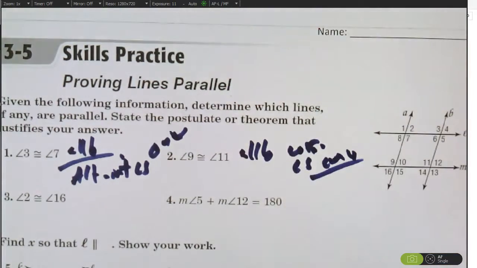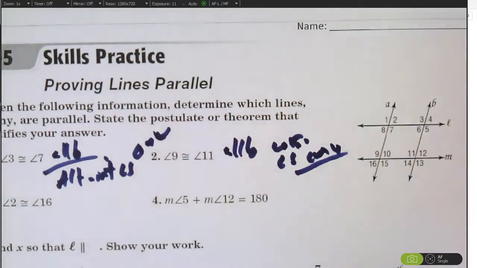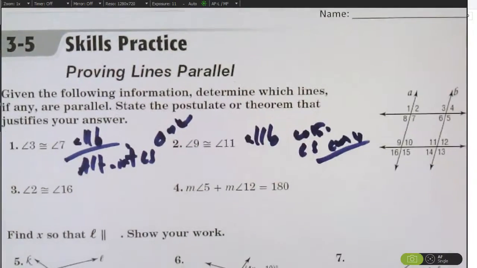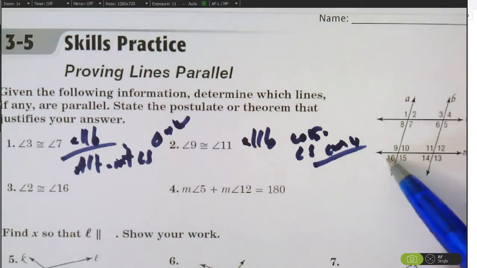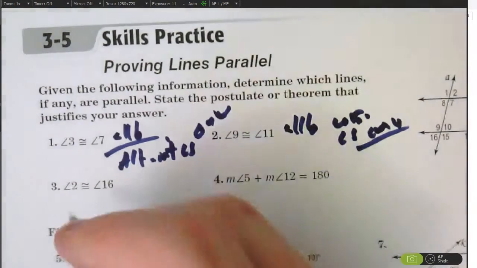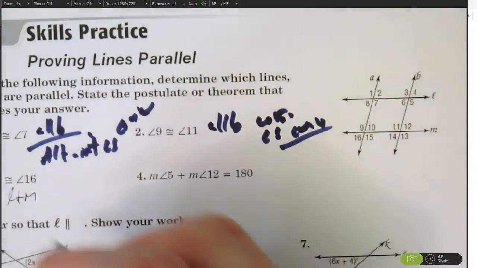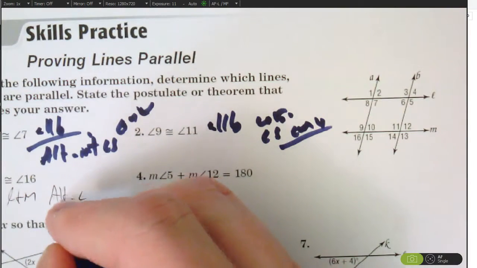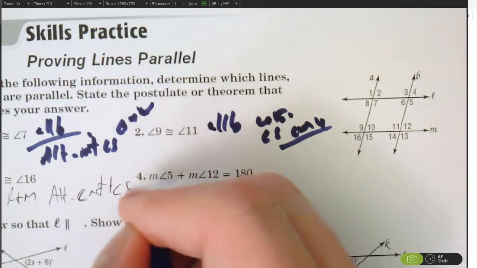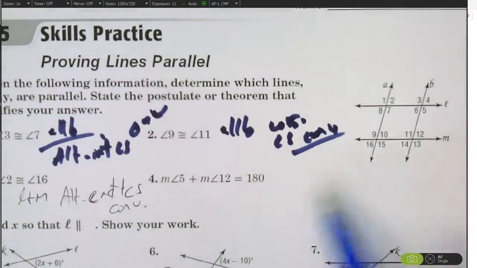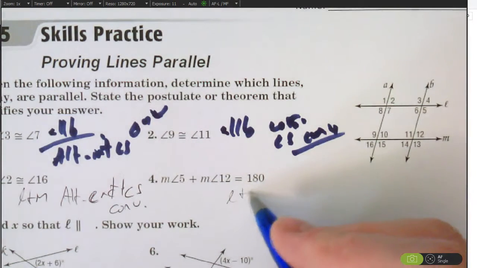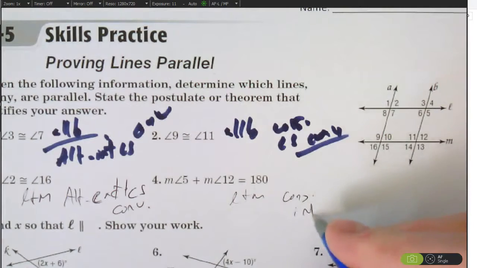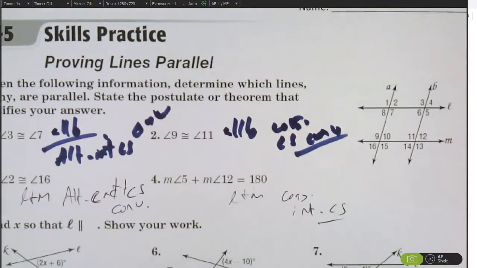Okay. Might just do this in pen if I'm going to zoom in this much. That's a little fat in there. 2 and 16. Here's 2, here's 16. 2 and 16 are on transversal A, so L and M is what we're talking about. And L and M for 2 and 16 are alternate exterior angles. And again, it's the converse. And then 5 and 12 add to 180. Well, 5 and 12 are a pair of consecutive interior angles for L and M. So consecutive interior angles. Okay.